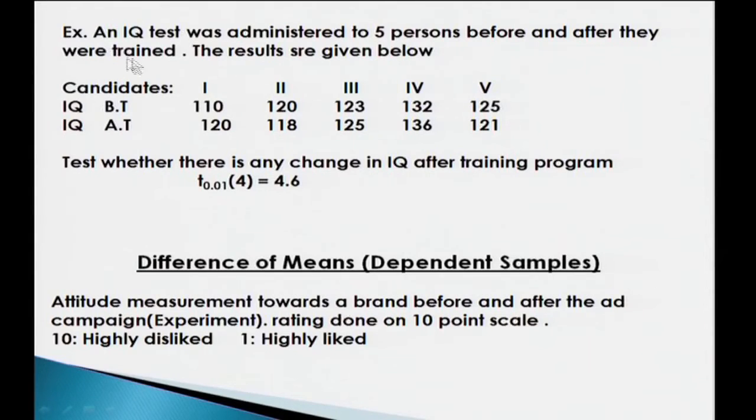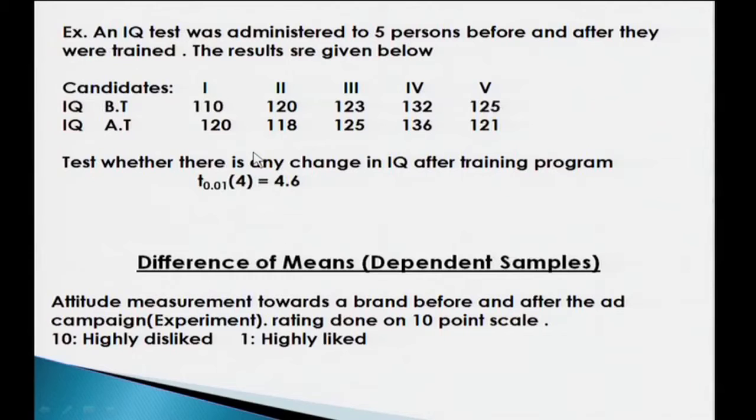So, this question here: an IQ test was administered to 5 persons before and after they were trained. A certain training was provided. Before the training, IQ was measured. After the training, IQ was measured for the 5 individuals. Say before training, the IQ of individual 1 is 110, after training it is 120; then 118; 23 to 25; 32 to 36; and 25 to 21. In 3 cases it is increasing, in 2 cases it is slightly going down.